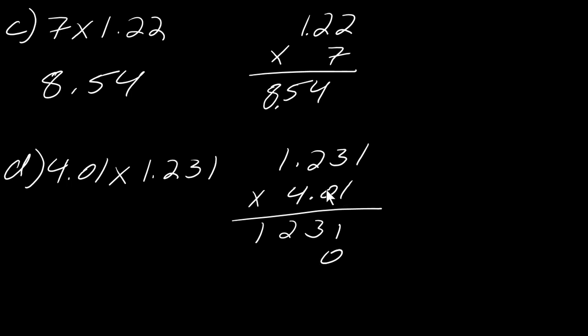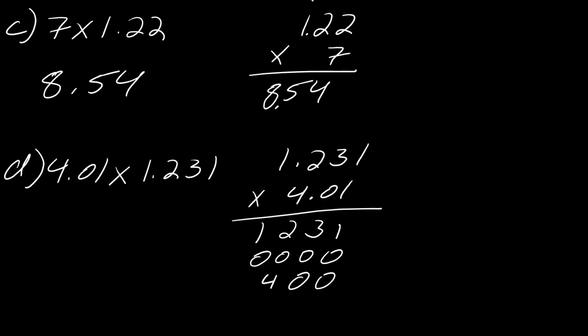This is just a 0, so I put a 0 placeholder. Everything here is just going to be zeros, because 0 times everything is just 0. And then I'm going to move here. Since I've now moved to the hundreds, I need 2 zeros to represent that I've moved over to the hundreds place. 4 times 1 is 4.